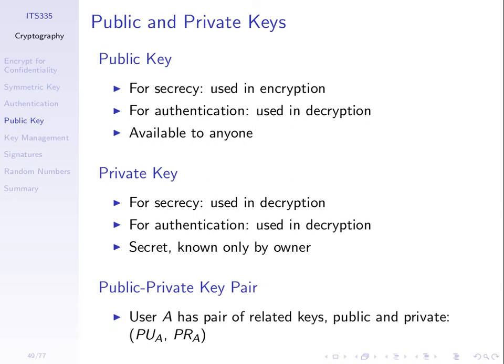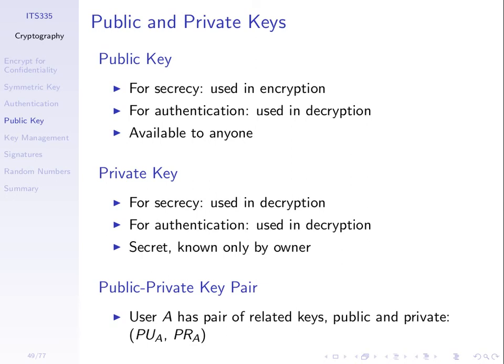They're used in different ways, depending on what we want to achieve. If we want to have secret messages, that is confidentiality, I have a message, I want to send it to you, and I don't want anyone else to be able to read the message except you. That's my aim. Then for secrecy, I encrypt the message using a public key, and it will turn out to be your public key. I encrypt with a public key, send to the other person, and they decrypt with their private key. For secrecy, we encrypt with a public key, decrypt with a private key.